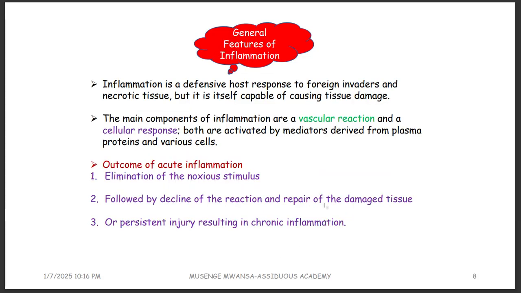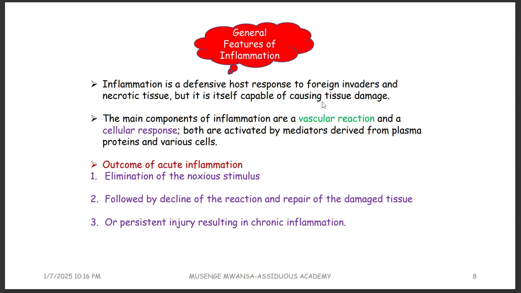So that is that. And then the general features of inflammation we need to know. Inflammation is a defensive host response to foreign invaders and necrotic tissue, but it is itself capable of causing tissue damage, because actually what leads to death is the extent to which the body responds to try to protect us. And the main components of inflammation are vascular reaction and cellular response.